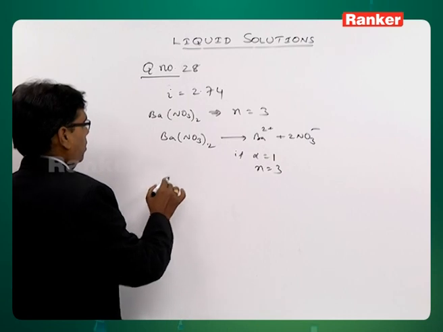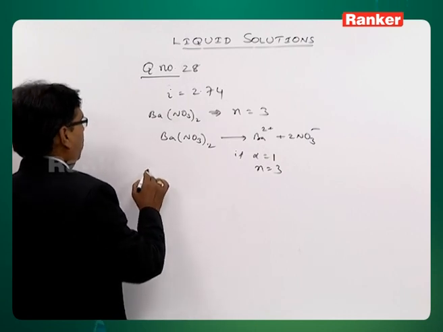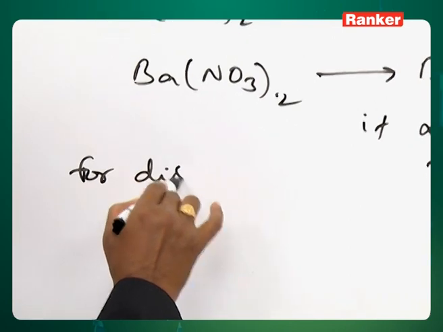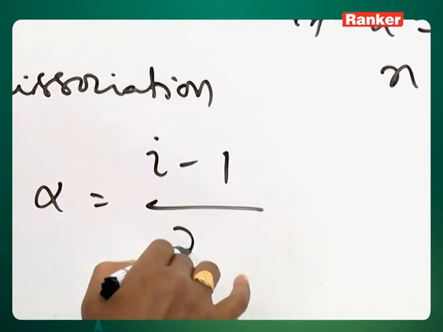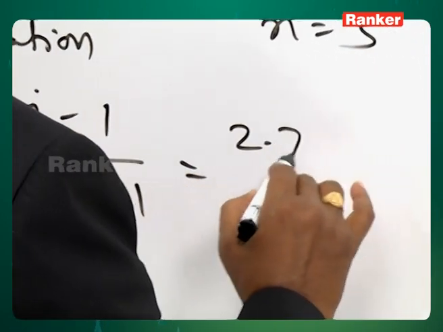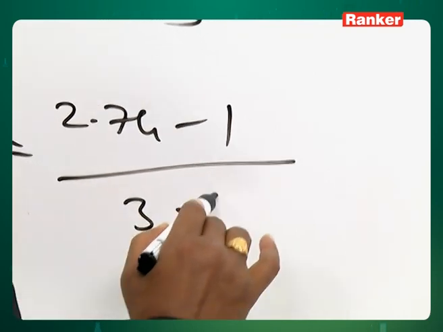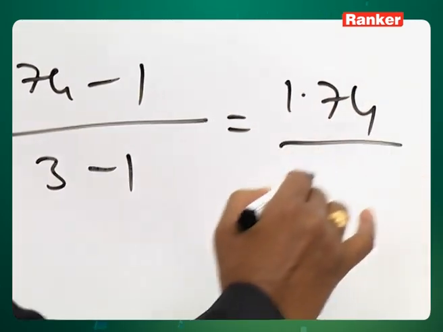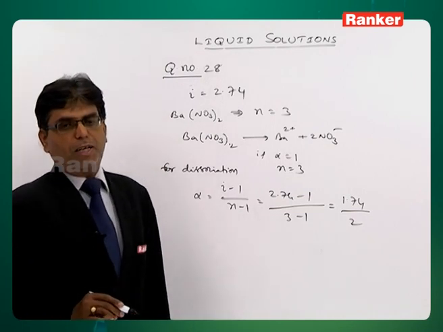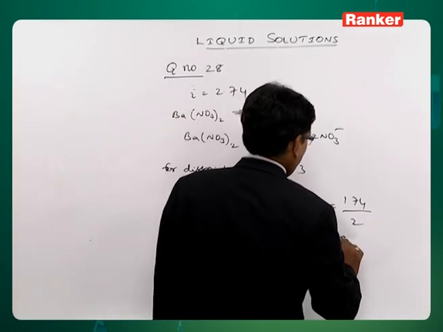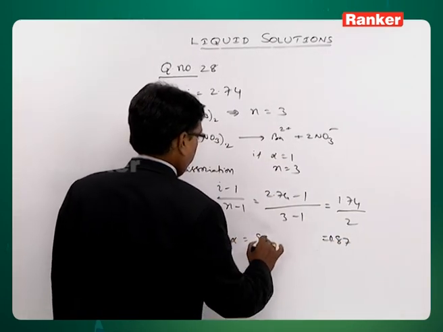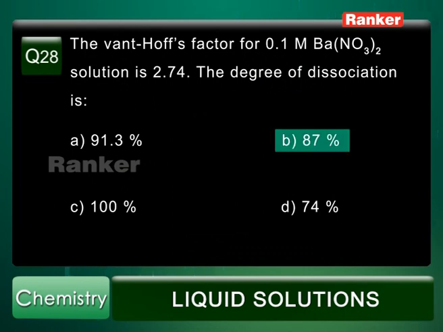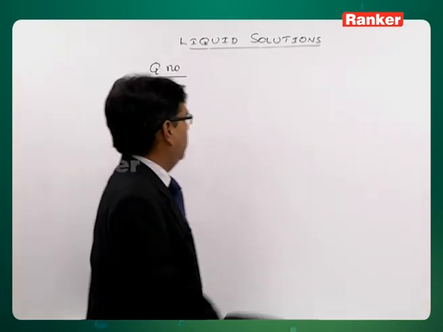Now, from this alpha and i relation, if you write for dissociation, the relation for alpha and i is that alpha equal to i minus 1 by n minus 1, that is 2.74 minus 1 by 3 minus 1, that is 1.74 by 2, which is nothing but 0.87. So, that is percentage alpha is equal to 87%. So, the answer must be option B. Now, let us go to question number 29.